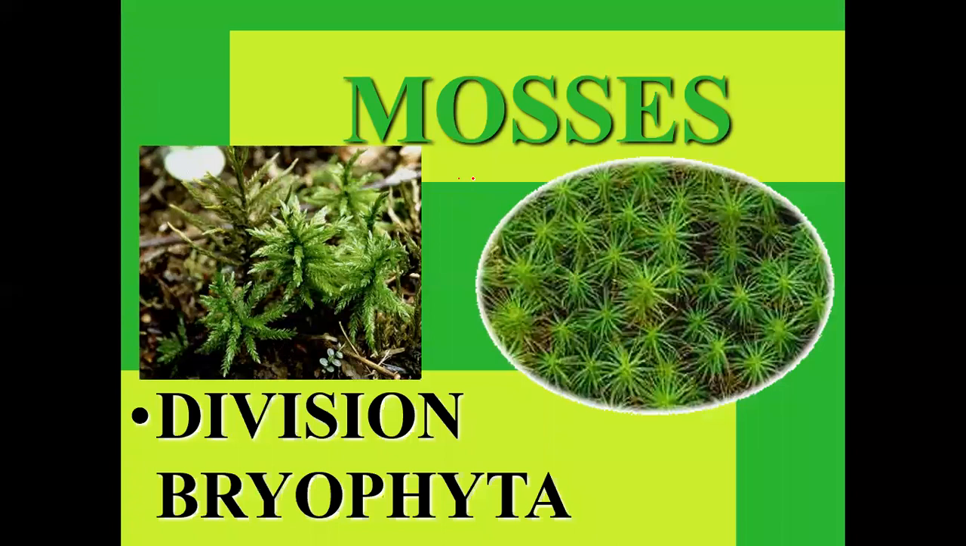Mosses are in the division Bryophyta. A division is at the same level of classification as phylum, it's right under kingdom. This is the kingdom plants and the division Bryophyta, which contains all the mosses.